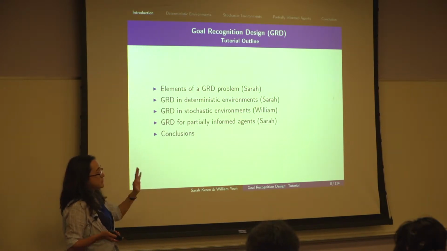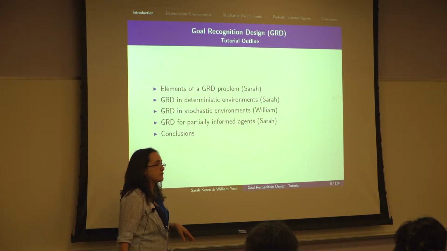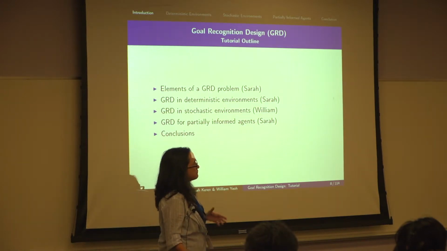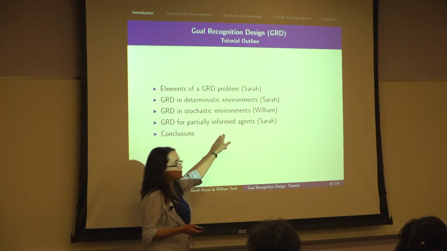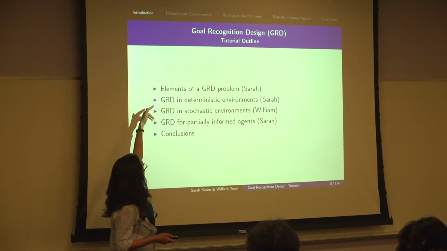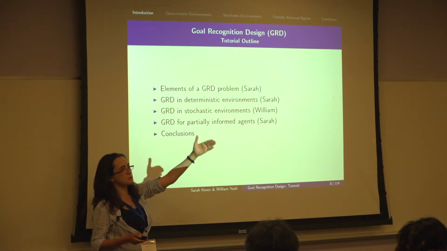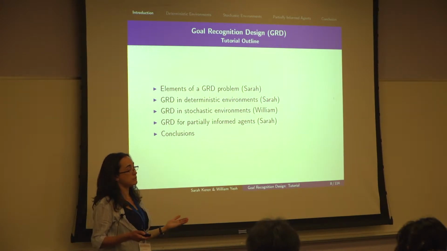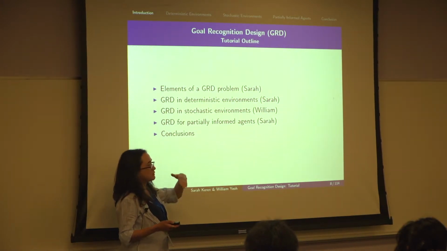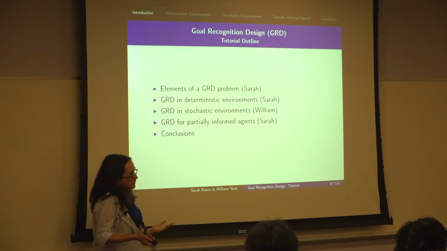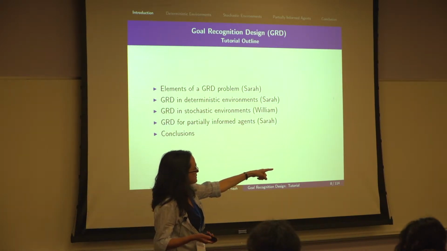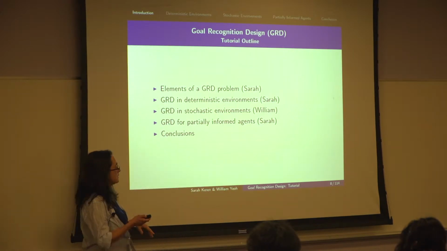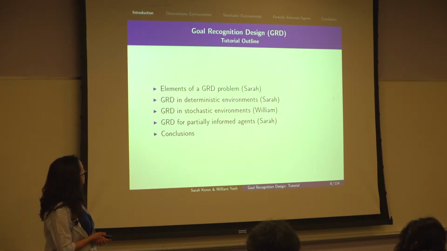Then if we have time, we don't necessarily will have time for this, I'll talk about goal recognition design that supports agents with partial information. So throughout most of the tutorial, we're going to assume that agents are perfectly informed. I'm now working on a framework that does not assume that, and then we will conclude. And again, the slides, if you want to follow, are online on William's website.